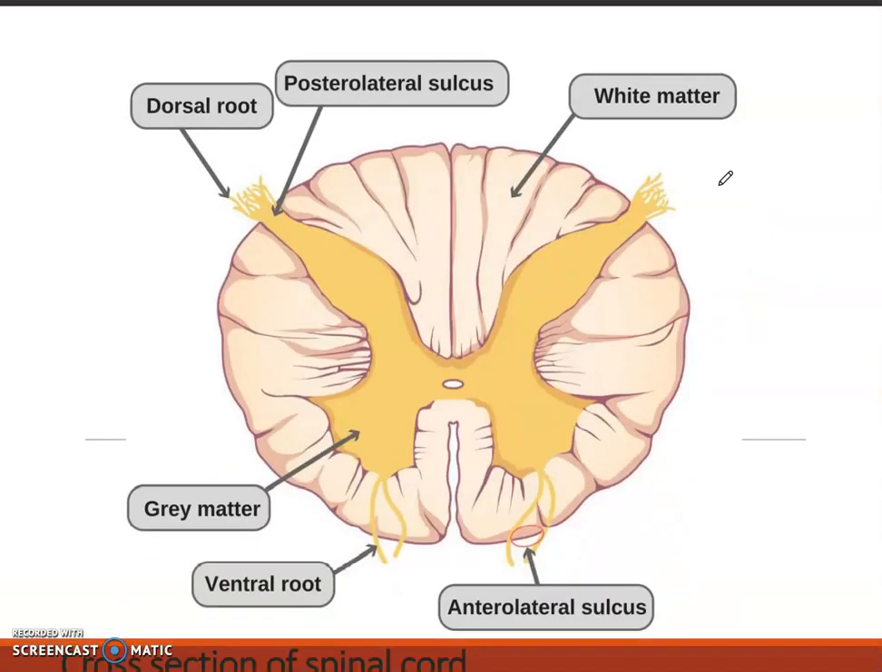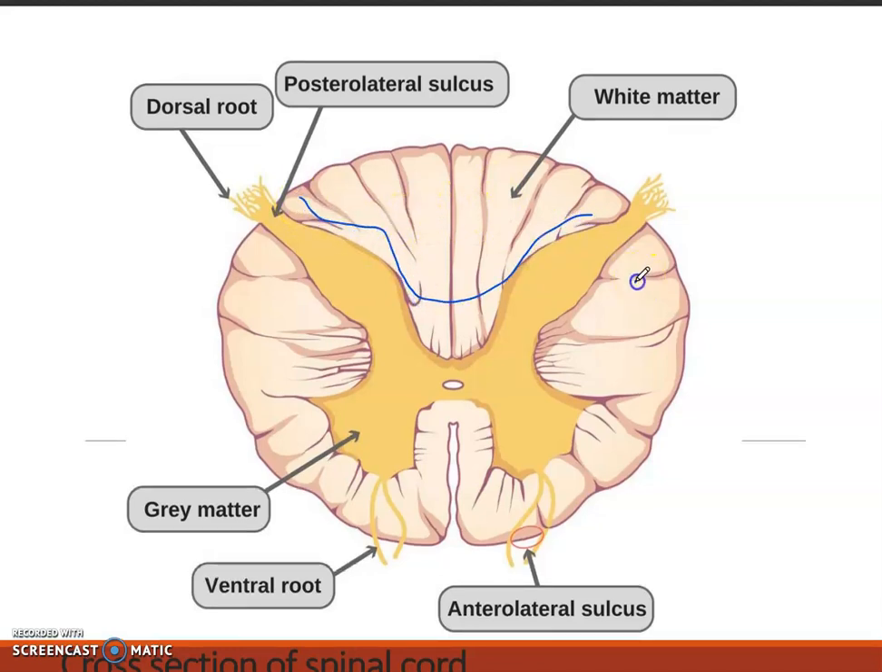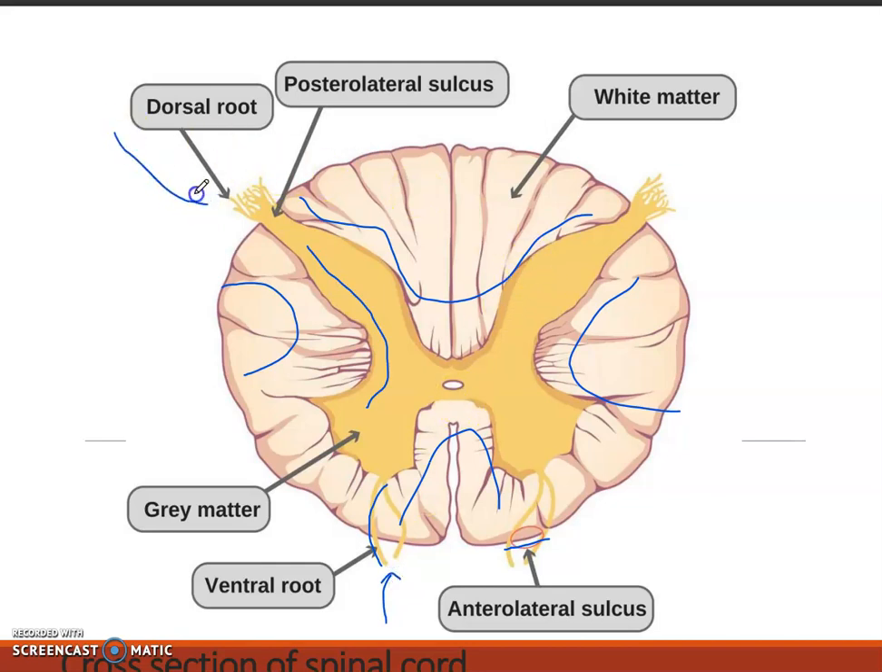sagittal section. And these are the parts of the spinal cord, and as I've told in the previous video, this is the white matter, white matter, and white matter. And this is the anterior lateral sulcus, and this is the ventral root, and this is the gray matter. And ventral means they enter from this portion, and this is the dorsal root that enters from this portion, and this is the posterior lateral sulcus.